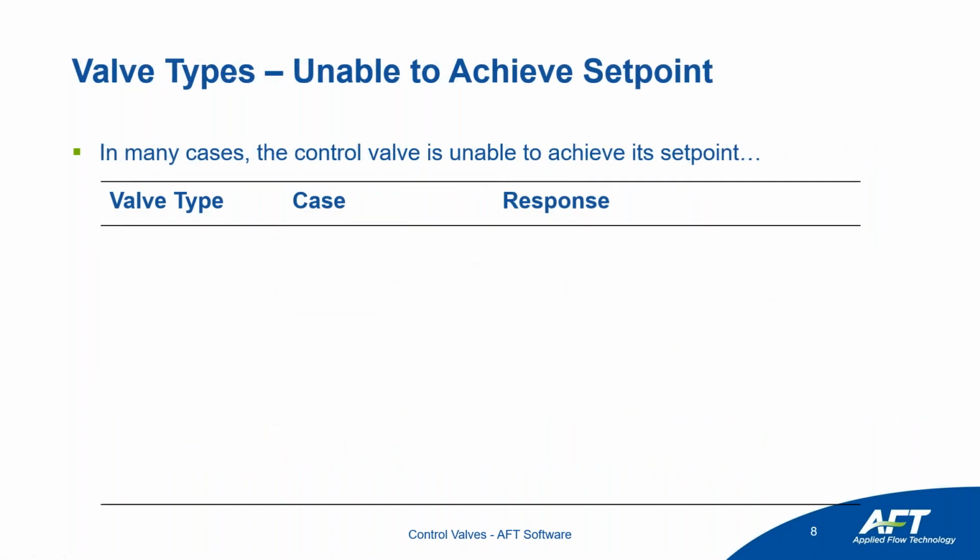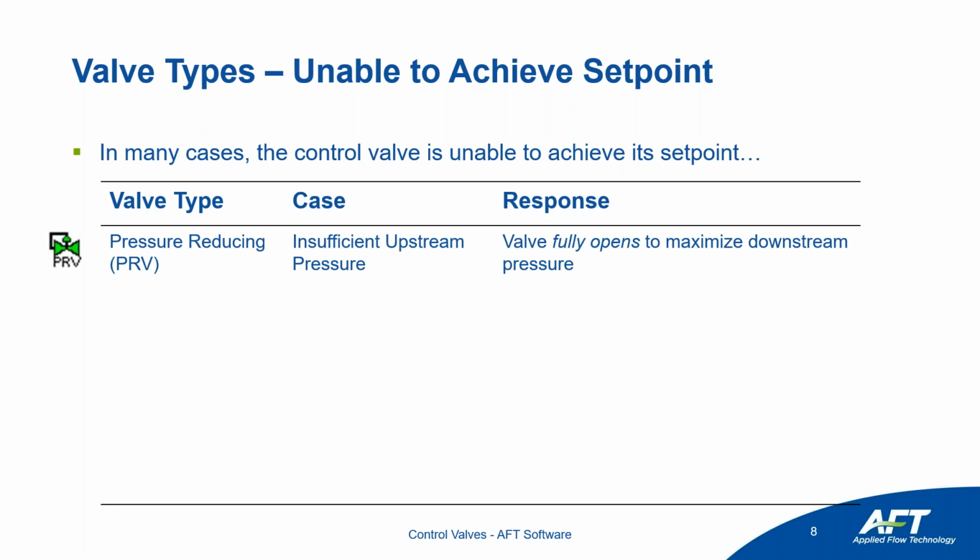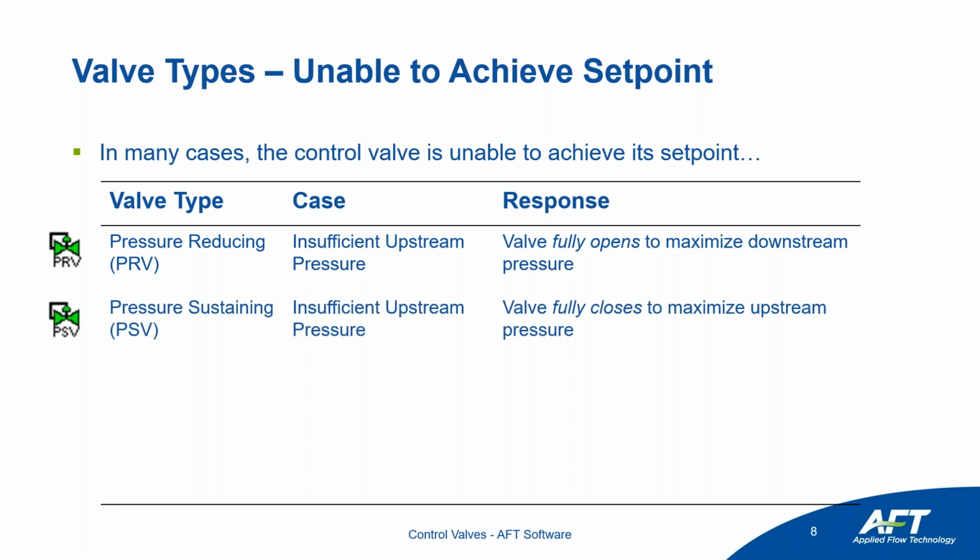Which is a great transition to the next talking point, which is what happens when the valve is unable to achieve its set point. So we've looked at the flow control case, but first we'll start with the pressure reducing case. Again, pressure reducing being fixing the pressure immediately downstream of the valve. If we don't have enough pressure coming into the valve, obviously we can't close it any further to reduce the downstream pressure. So the valve responds by fully opening, trying to maximize as much pressure going through the valve itself.